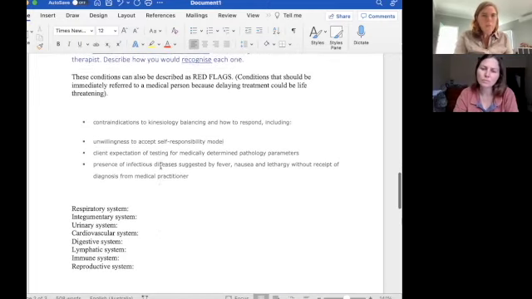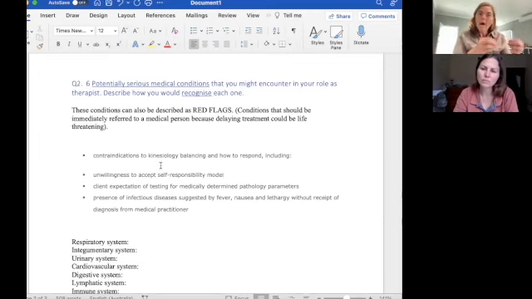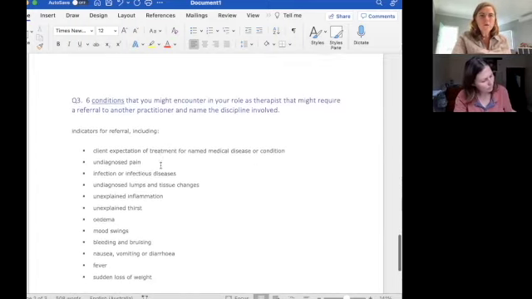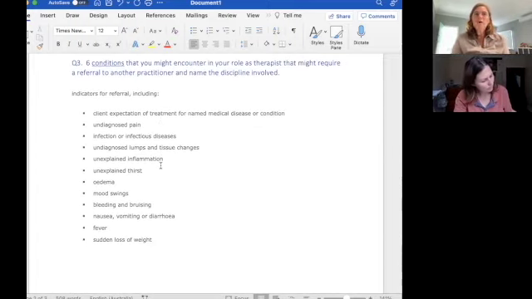So what you're looking for in that one is what are the conditions and how would you recognise them? So before we were talking about, well, they might have had a stroke, how would I recognise weakness down one side of the body? They might be having a heart attack, pain in the left side of the chest and the arm. And then the final question in this group is 6 conditions that you might encounter in the role as the therapist that would require referral to another practitioner, and name the discipline involved.